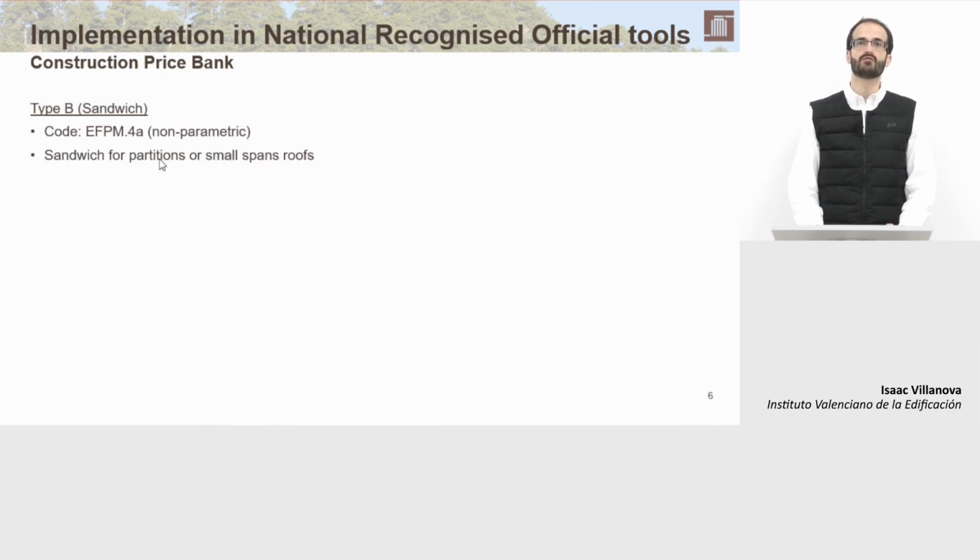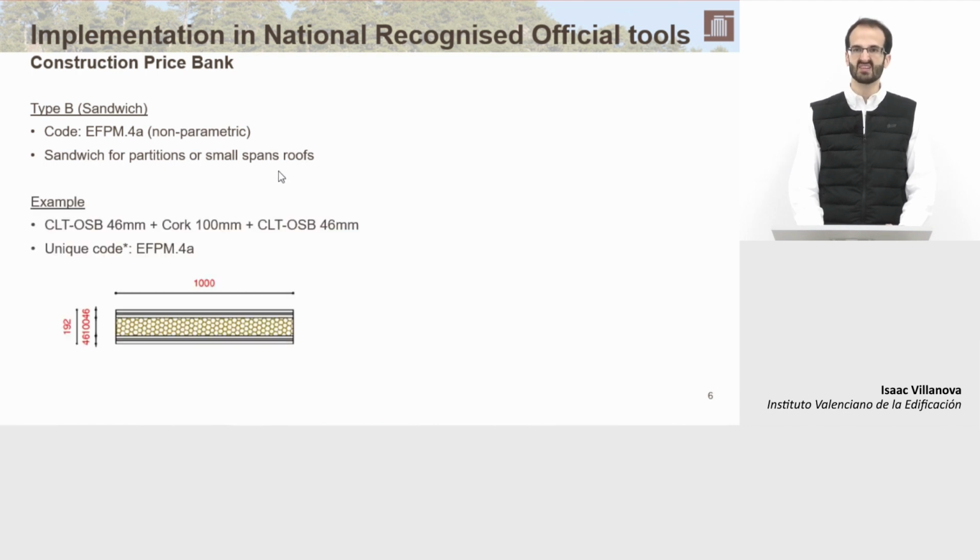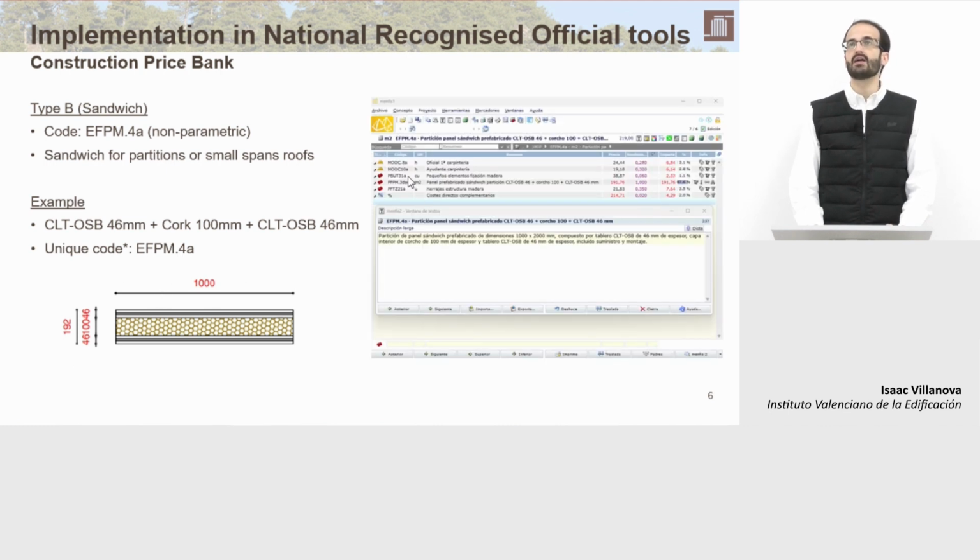In the same way, for the type B sandwich, the code in this case will be EFPM.4A. It's a non-parametric one because there is only one combination, and the summary is sandwich for partitions or small span roofs. We are going to develop as an example the only combination available, that is this one from here, and thus there is no need to make any parametric choices. At the very moment that this job item is selected in the price bank, all the information is provided. And also a unique URL for this job item in the BDC 23 online will be available.